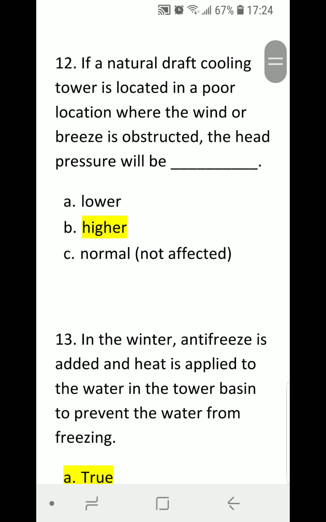Number 12. If a natural draft cooling tower is located in a poor location where the wind or breeze is obstructed, the head pressure will be blank. A. Lower. B. Higher. C. Normal or not affected. Correct answer is B, higher.